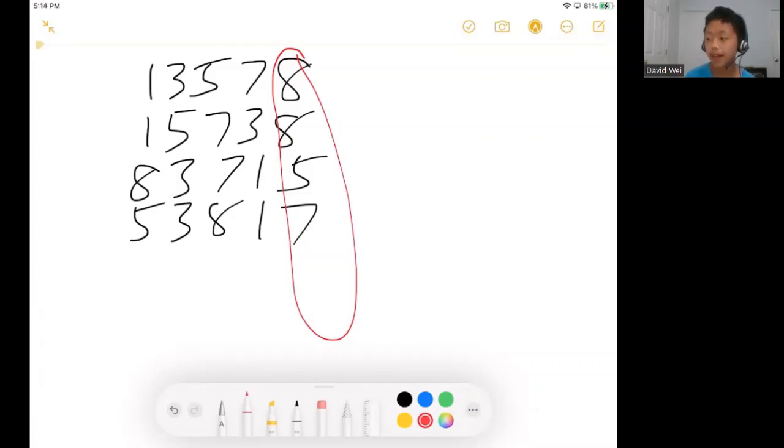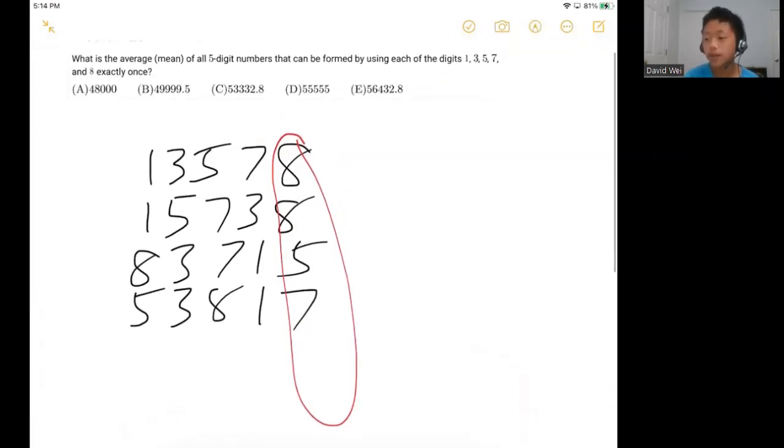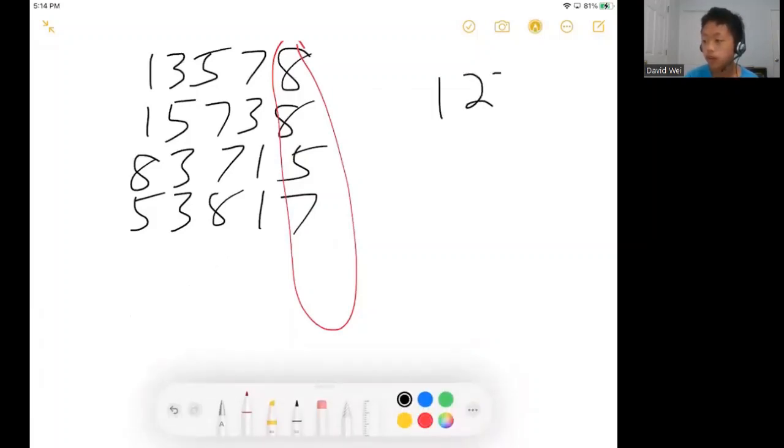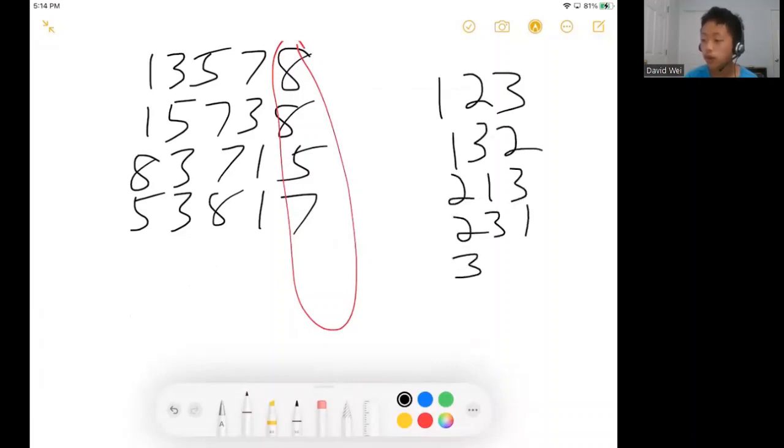Maybe if this is 5 digits, it's too hard to visualize, right? So let's simplify this down. Instead of 5 digits, let's look at 3 digits. Suppose we have the digits 1, 2, 3. If we were to do the permutations of all the numbers we can form with 1, 2, 3, we have 1, 3, 2, 2, 1, 3, 2, 3, 1, 3, 1, 2, 3, 2, 1, right? Those are all the possible arrangements of the numbers 1, 2, 3 you can have. So we're just looking at a simpler case right now, to help us better understand what's going on in this problem.